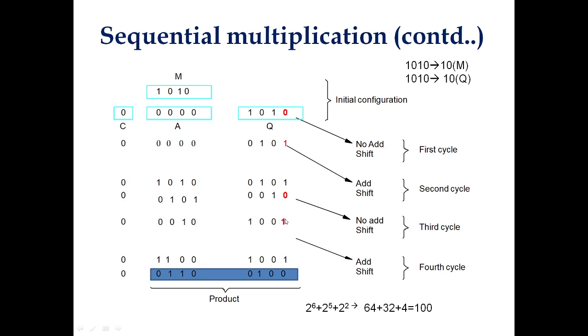Then again check the Q value, it is 1. So 1 means you have to add M plus A, store the result in the A value and shift one bit position. So you will get this as your product. The multiplicand value is 10 and the multiplier value Q is 10, so 10 into 10, you will get 100. So the product is nothing but 100, which is in binary format. So this is how we need to do a sequential multiplication.